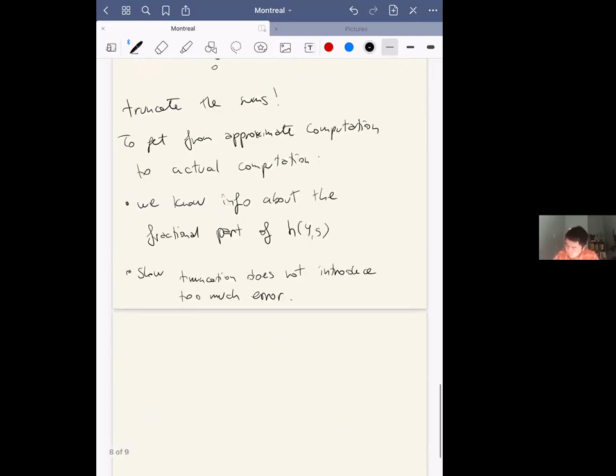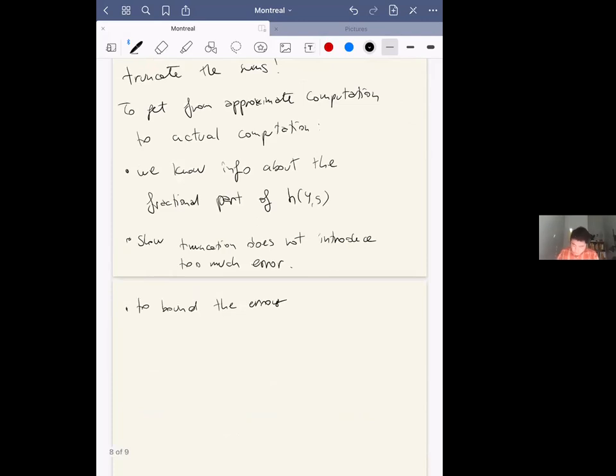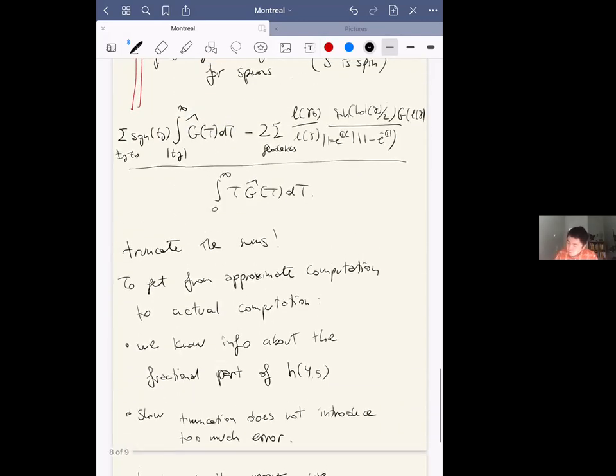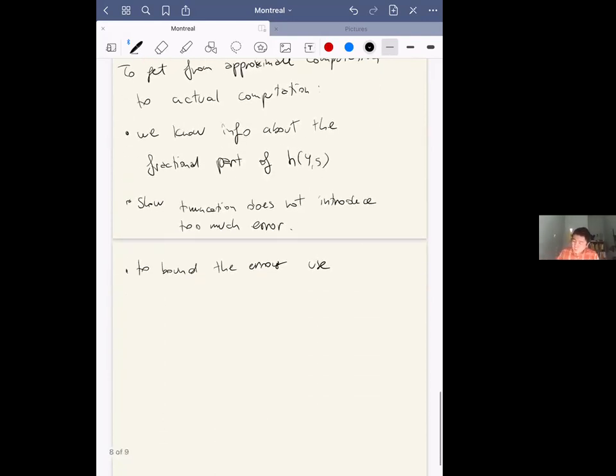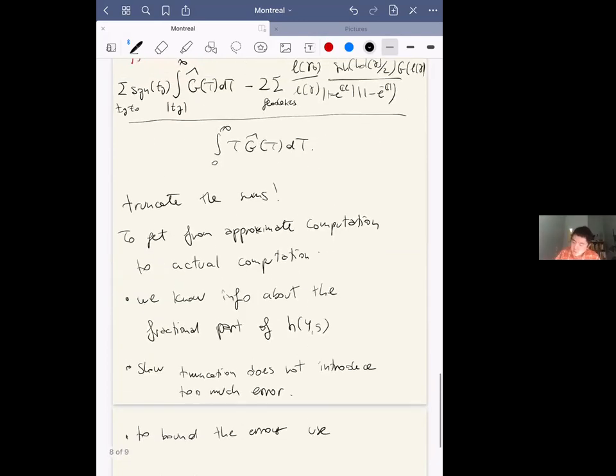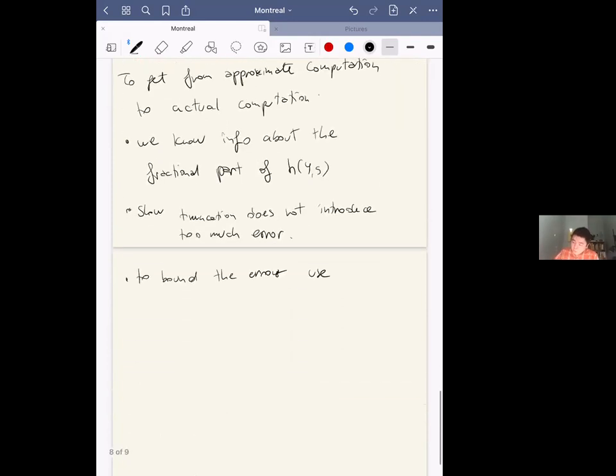And to bound the error, we use ideas from analytic number theory. So to bound the error, we use explicit versions. We truncate the error on both sides. We somehow cut off infinitely many eigenvalues and infinitely many geodesics. So we need to know how many geodesics and how many eigenvalues we're losing. Let's say we sum all the geodesics up to 7, and we need to know how much error we introduce there.